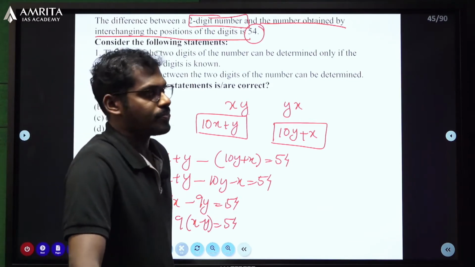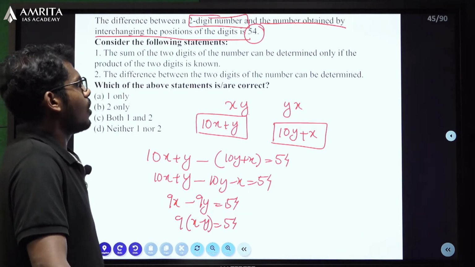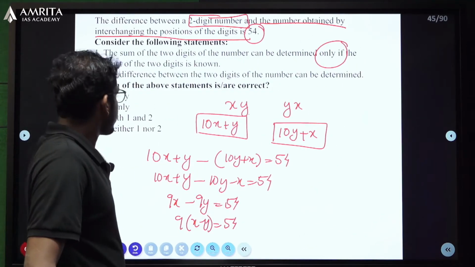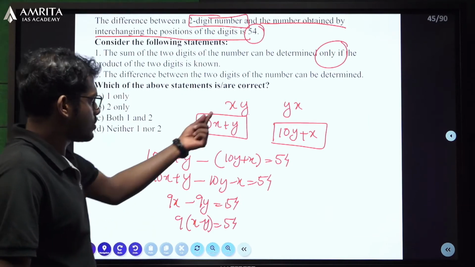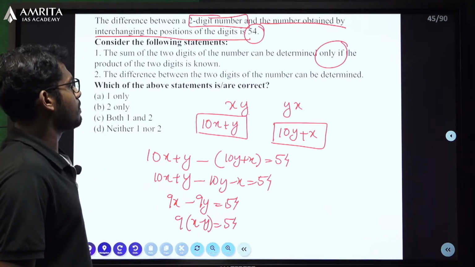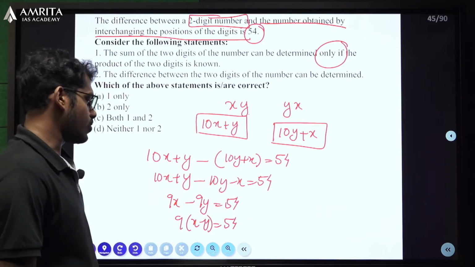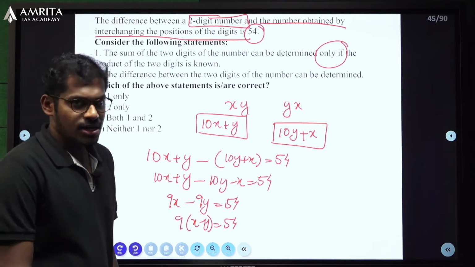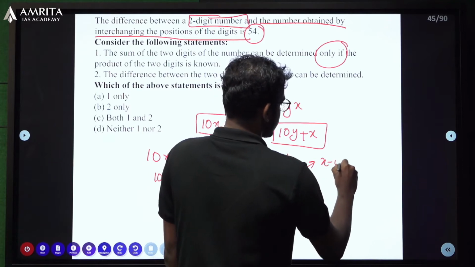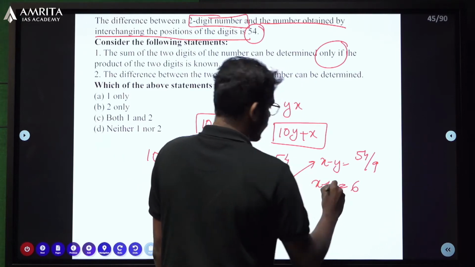Consider the following statement: the sum of the two digits of the number can be determined only if the product of the two digits is known. The sum of the two digits means x plus y, so we have to find x and y. The equation is 9 into (x minus y) is equal to 54, that is x minus y is equal to 54 divided by 9, which is 6. So x minus y is equal to 6.